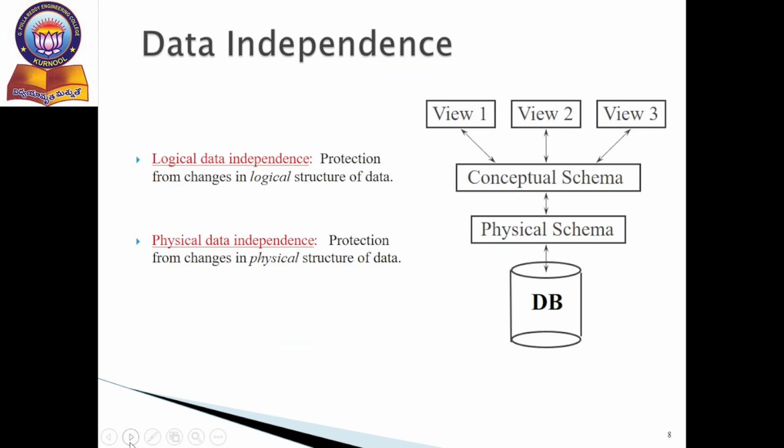Next, data independence. Data independence has 2 types. First one is logical data independence and second one is physical data independence. Logical data independence means protection from changes in the logical structure of data. Physical data independence means protection from changes in the physical structure of data. Here also the diagrammatic representation is the same as the levels of abstraction.